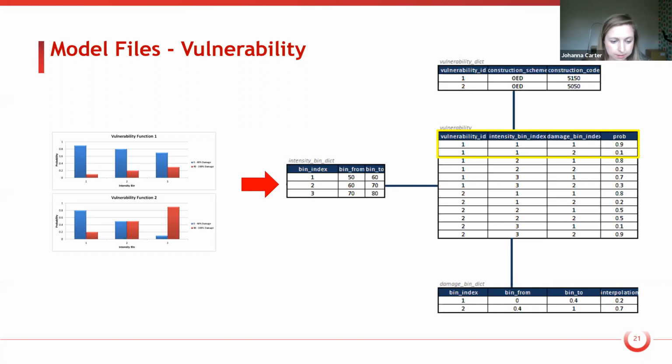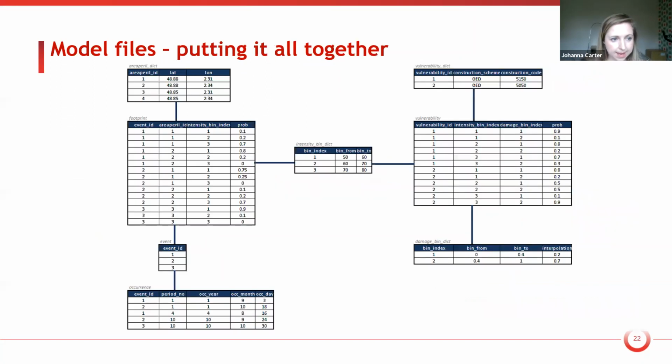vulnerability, intensity, and damage. So to put them all together, this is what it looks like. You can see that it's the intensity bin dictionary which connects the hazard on the left with the vulnerability on the right. And there's one extra table that we haven't seen before, which is the occurrence file. This is where events are assigned to a timeline, a year with a month and a date. So this is the file that's needed to explore uncertainty in event frequency. It's commonly provided with the model files, but it doesn't need to be.